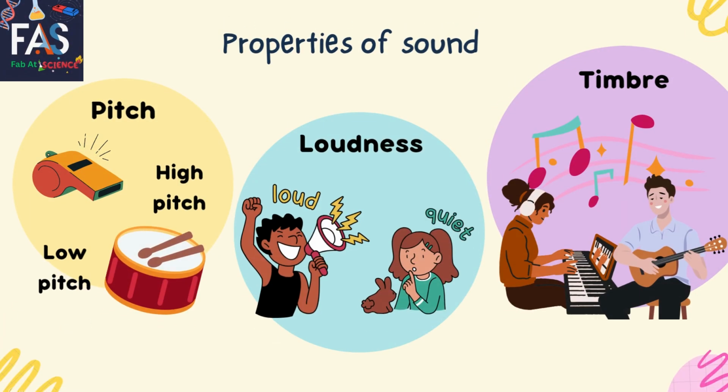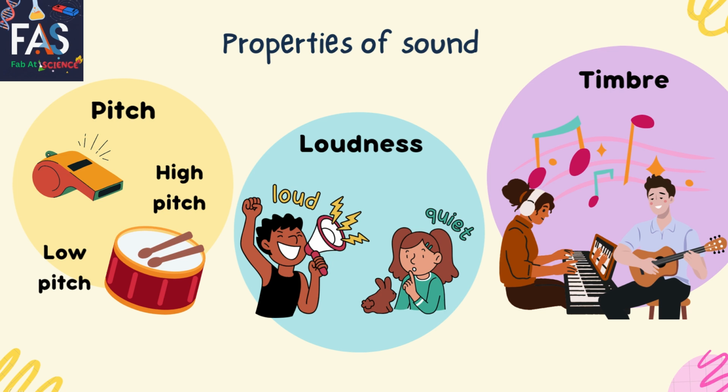Now, let's talk about the three main properties of sound. The first one is pitch. This is how high or low a sound is. For example, a high pitched sound might be a whistle, and a low pitched sound could be the deep rumble of thunder. Second property is loudness. This is how intense or quiet a sound is. A loud shout has more energy than a whisper.